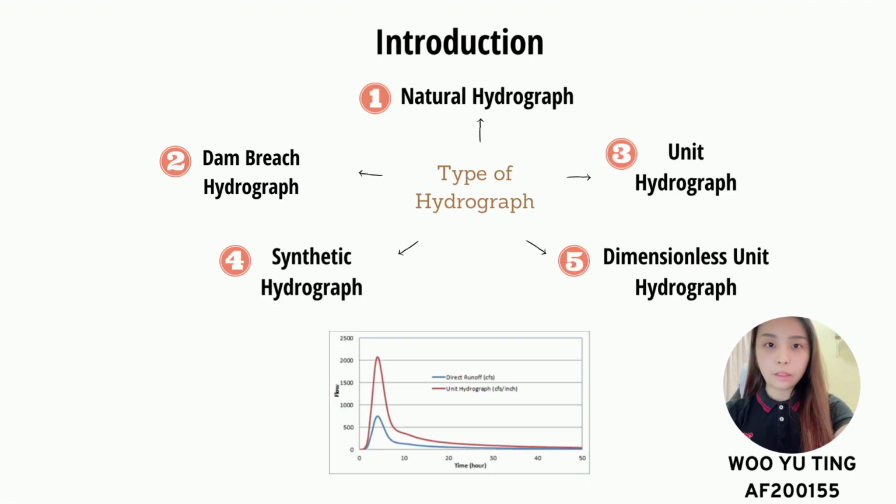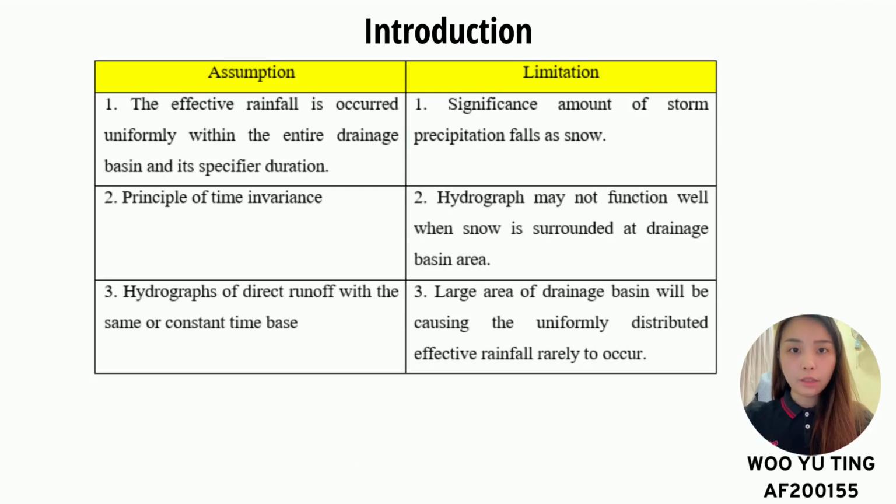Subsequently, hydrographs can be categorized into different types such as unit hydrograph, natural hydrograph, dimensionless unit graph, synthetic hydrograph, and dam break hydrograph. In our study, we decided to use the unit hydrograph as our method to calculate the surface runoff. There are several assumptions and limitations for the unit hydrograph. First, the effective rainfall occurs uniformly within the drainage basin and its specified duration, which means that when a short period of storm is selected, a well-defined single peak hydrograph with uniform effective rainfall will be generated.